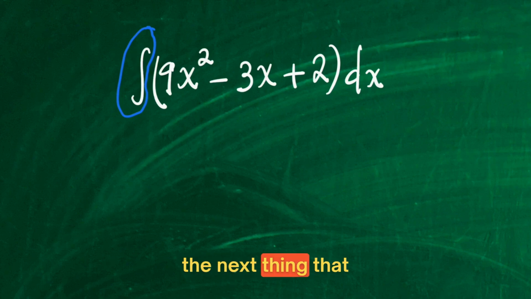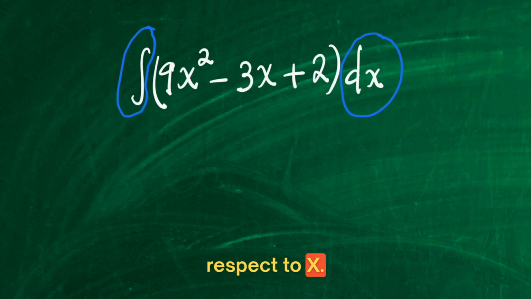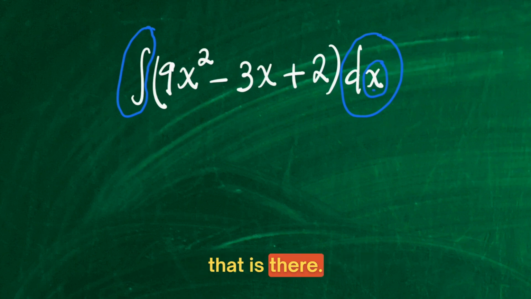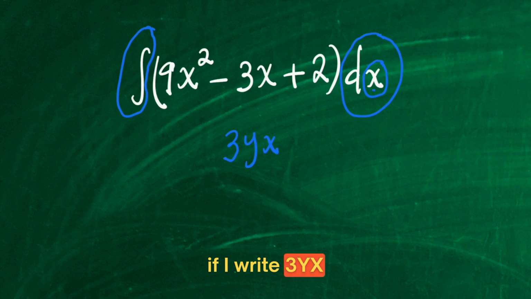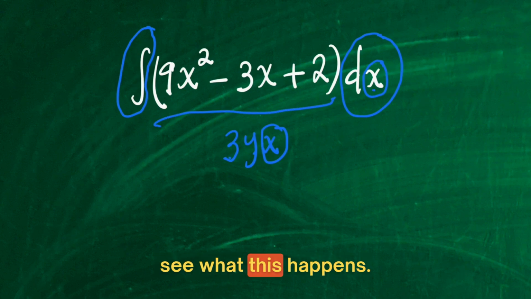Okay, and the next thing that you need to understand is the dx. So the dx here means with respect to x. So you are integrating this function with respect to x, depending on the variable that is there. So if I write 3yx, and if I'm integrating with respect to x, it means I keep 3 and y as constants, right? They are not affected. So let us go ahead and see what happens.